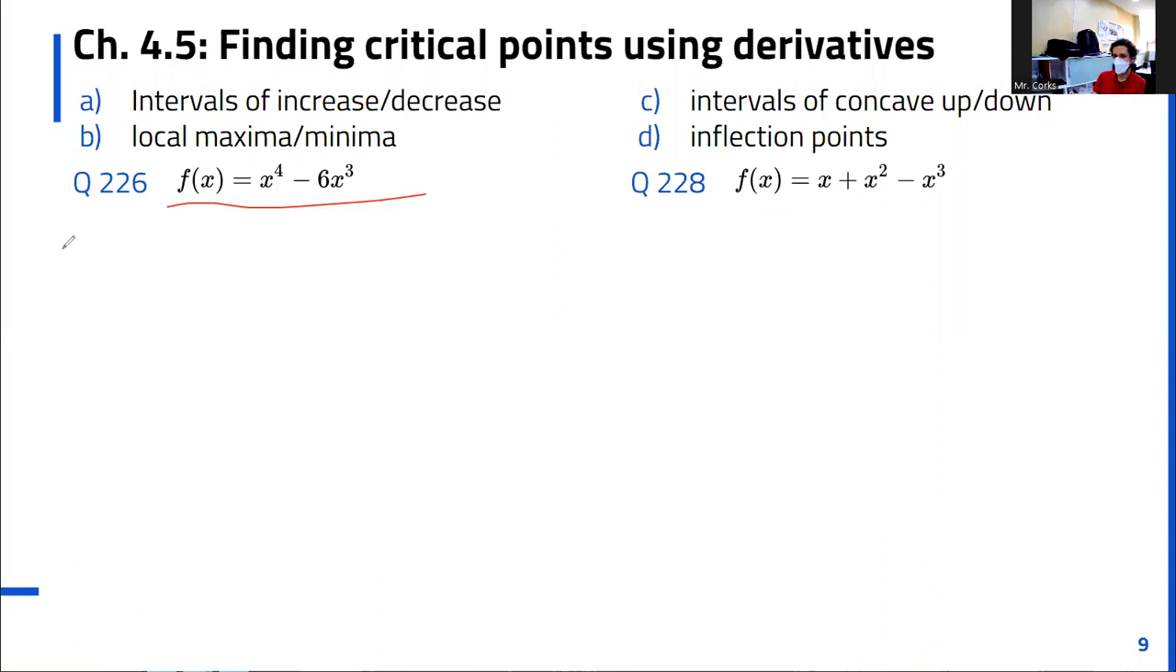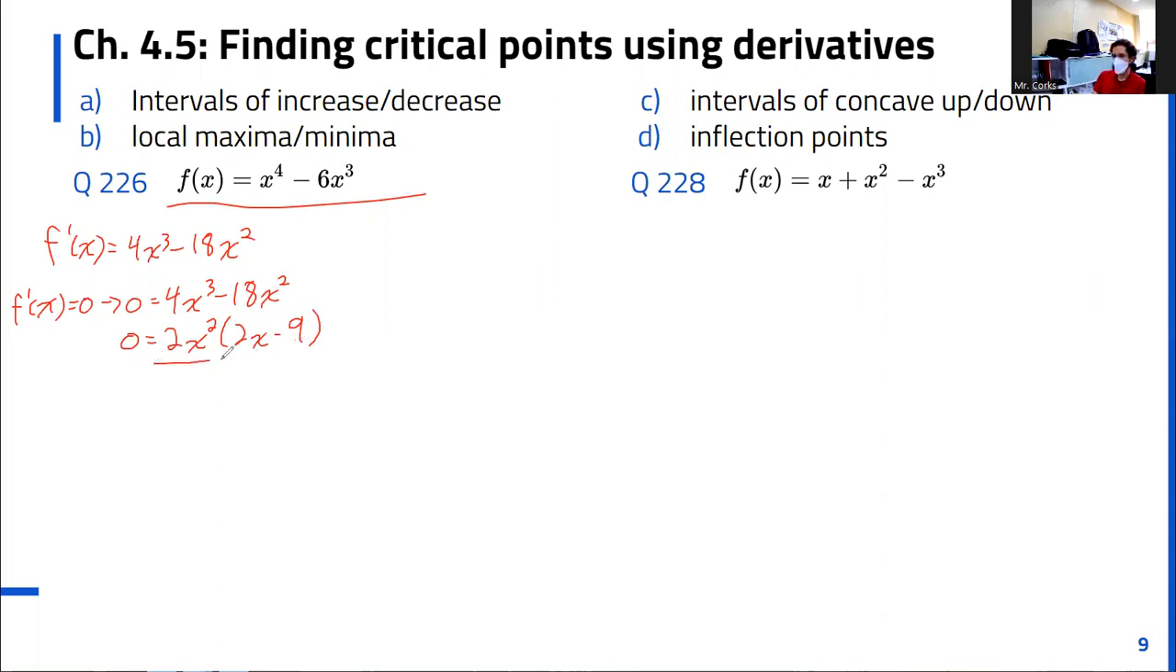So first derivative, 4x cubed minus 18x squared. Set that to 0. What can we factor out? With the coefficients, we can factor out a 2, and with the x's, we can factor out an x squared. So 2x squared times (2x minus 9), like this here.